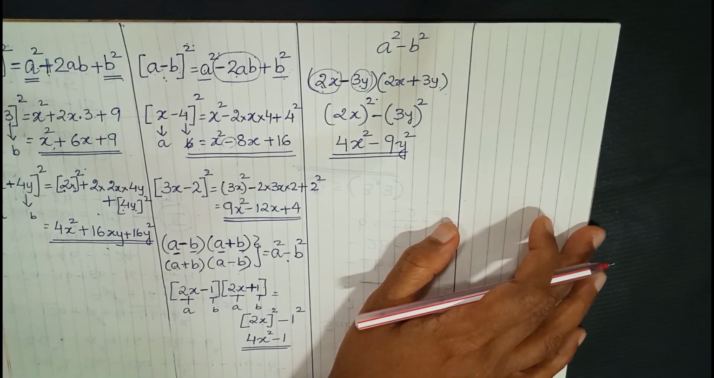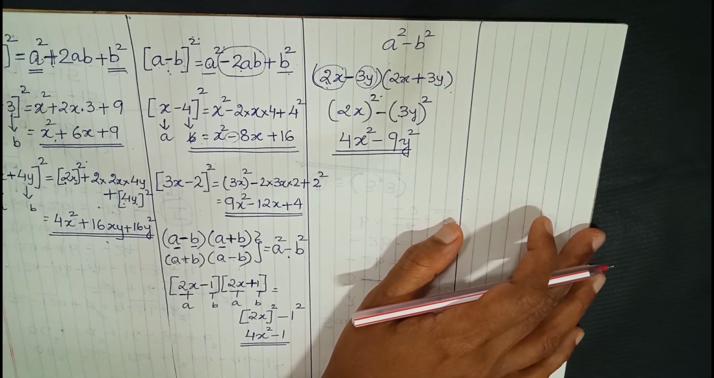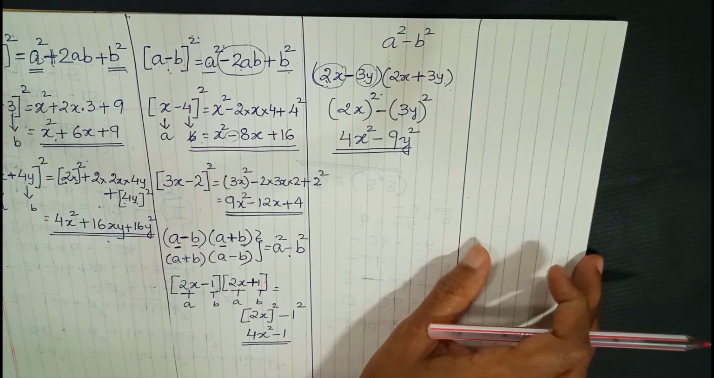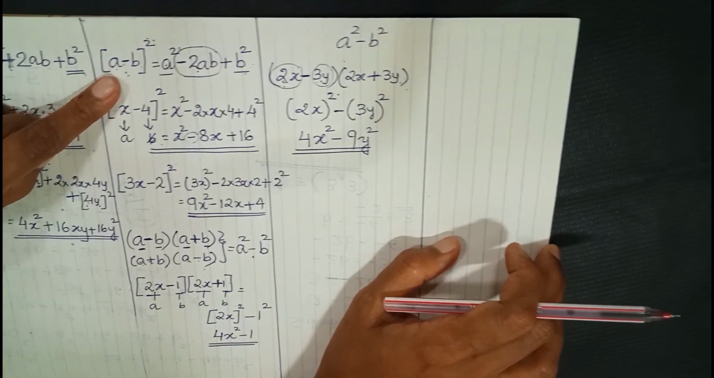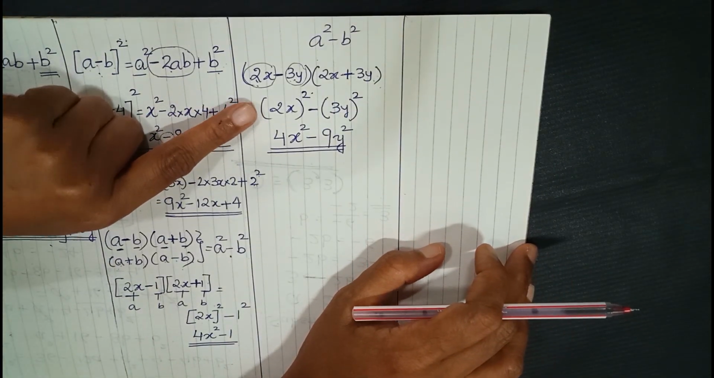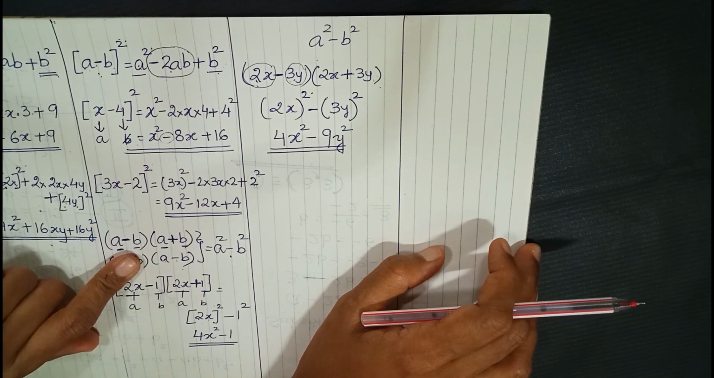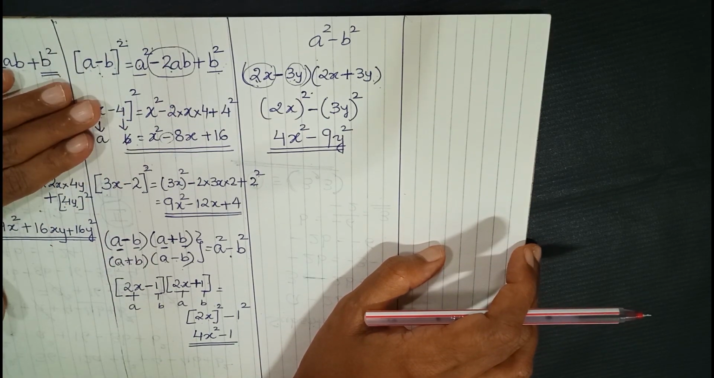So these are the three identities which you have learnt in the lower classes. One was a plus b the whole square. Second was a minus b the whole square. And the third one was a plus b into a minus b. So this is just a revision that we have done.